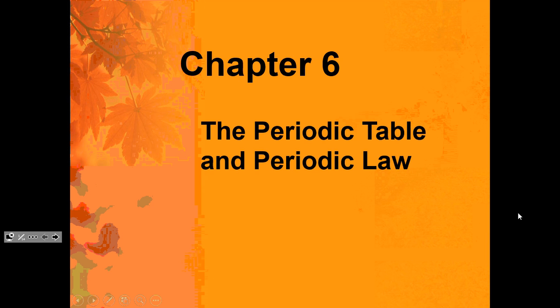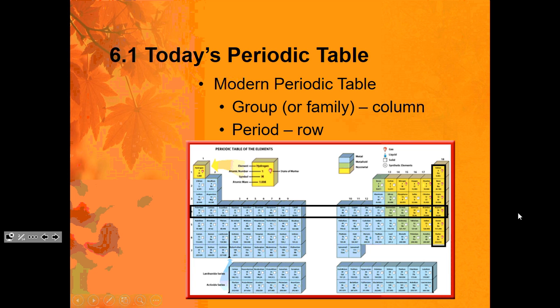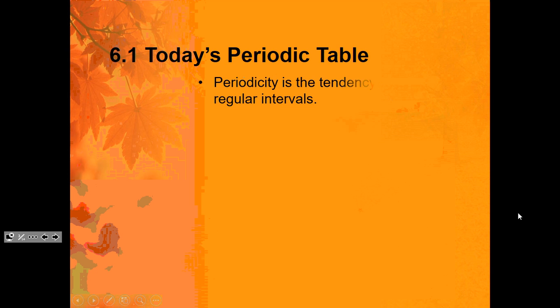Today we'll be looking at Chapter 6, the periodic table and periodic law. The periodic table has a very specific look to it, and as you saw in the last chapter, it's really related to the electrons. Now remember, a group or a family is a column on the periodic table, and a period is a row on the periodic table.